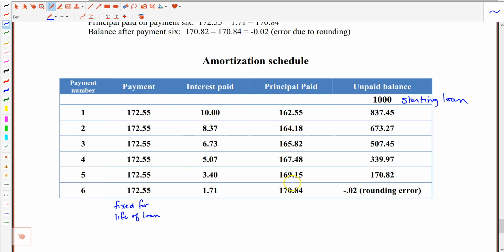Now normally, because I wanted to pay off my loan over 6 months, when that last payment goes through, this really should have an unpaid balance of 0, but because of rounding error, I'm off a little bit. Normally on that last payment, they would adjust what you owed so that the unpaid balance is 0. I wanted to show that the payment is fixed for the life of the loan, so I left it at $172.55, and that's why I ended up a little bit off just for that last row. Okay, so this is how you make an amortization schedule.